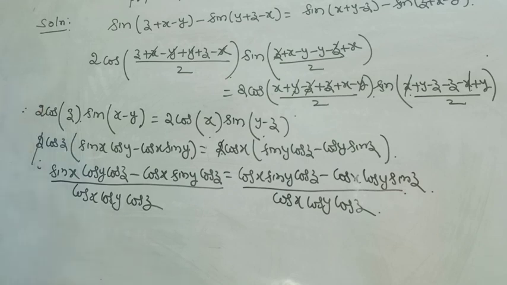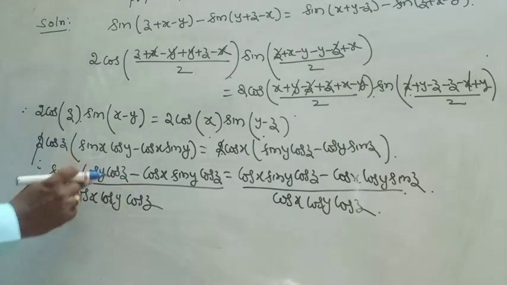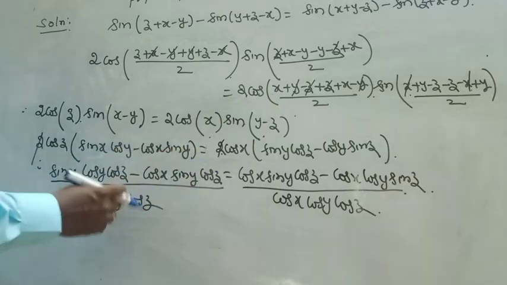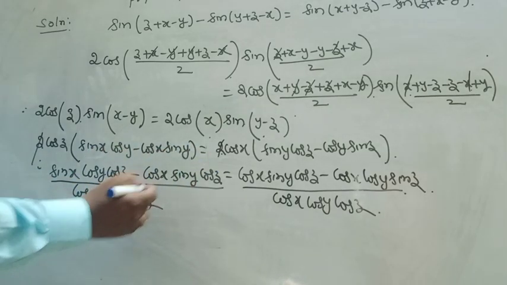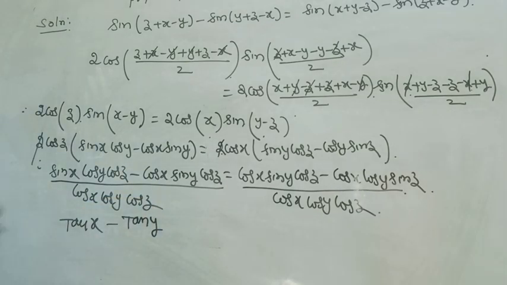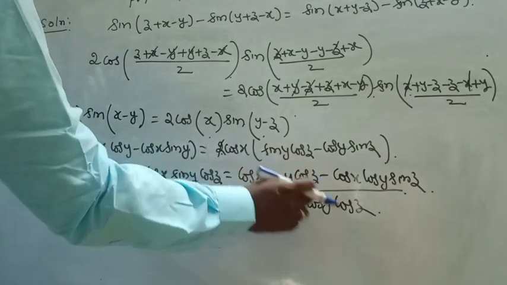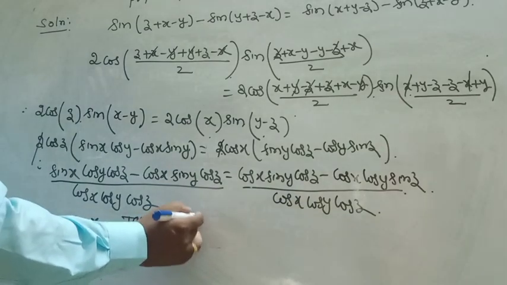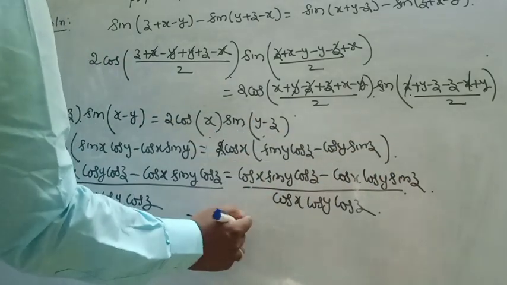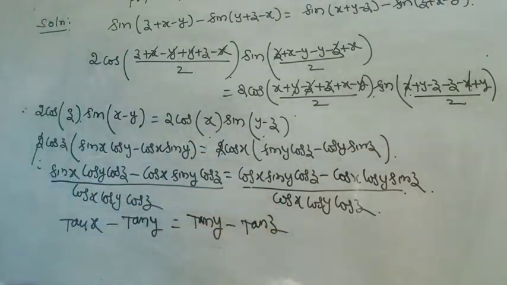Now once we simplify this, cos z will cancel, cos y will cancel, and we will have here tan x. And in this term cos x and cos z will cancel, and we get minus tan y. Wonderful. Tan x minus tan y is equal to, and here also cos x will cancel, cos z will cancel, then you will have tan y minus tan z. So tan x minus tan y is equal to tan y minus tan z.